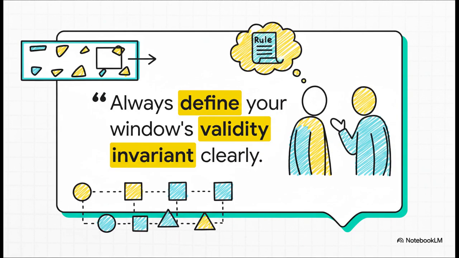So pro tip for you, if you're in an interview and you think this pattern fits, here's what you do. Before you even write a single line of code, state the rule of your window out loud. Say something like, okay, so for my window to be valid, the count of distinct characters must be less than or equal to k. That clarity shows the interviewer that you really truly get the pattern.